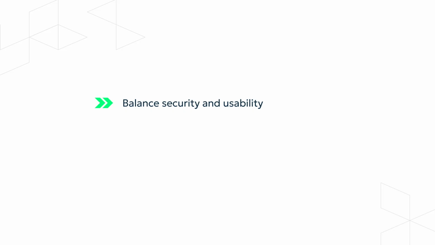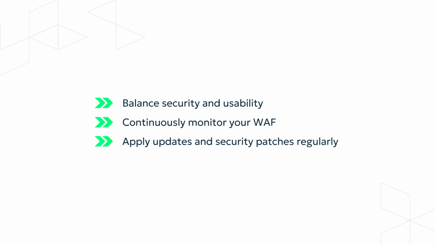Balance security and usability. Ensure your security rules protect your web applications without disrupting the data flow. Continuously monitor your WAF. Monitor your WAF solution closely and look for alerts about suspicious activities. This way, you can respond to threats in real time. Apply updates and security patches regularly. Deploy software updates and security patches on time to stay ahead of emerging threats.